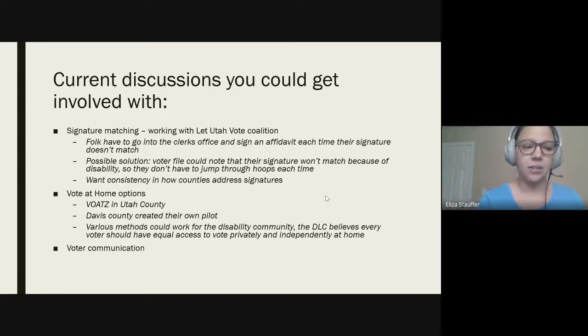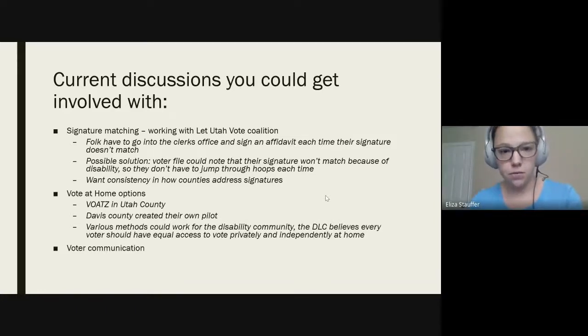We think that creates an extra hoop for people to jump through, and we're working with the Let Utah Vote Coalition, which includes people like the ACLU, who's spearheading it, and other voting organizations to try to get this process to be standardized and also for there to be options for voters with disabilities not to have to go through this each time. One possible solution would be that a voter file could note that signatures won't match because of a disability, so they don't have to jump through that hoop each time.